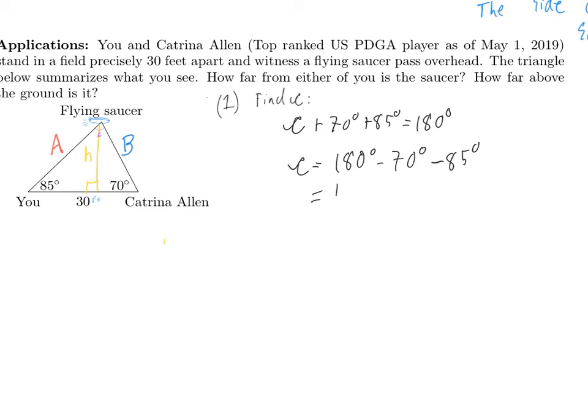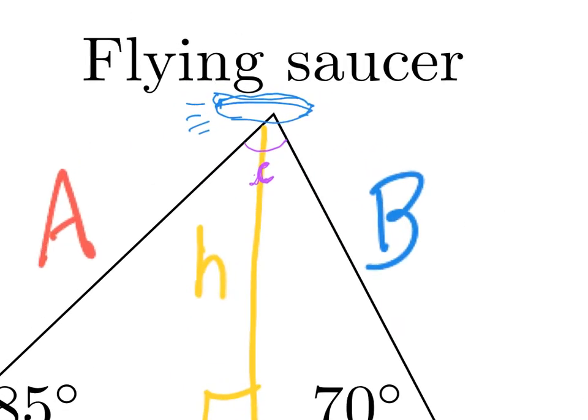So let's just look at that. 180 minus 70, I'm very slow, is 110 degrees. Minus 85 degrees, so 85 plus 10 would put me at 95, plus another 10 would put me at 105, plus another 5, so that's 25 degrees. So c is 25 degrees. Let's encode that in the triangle. That angle c is 25 degrees.